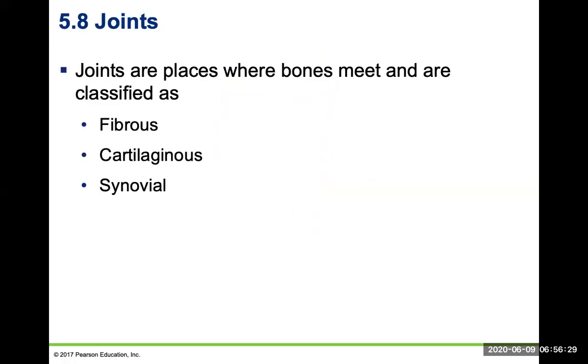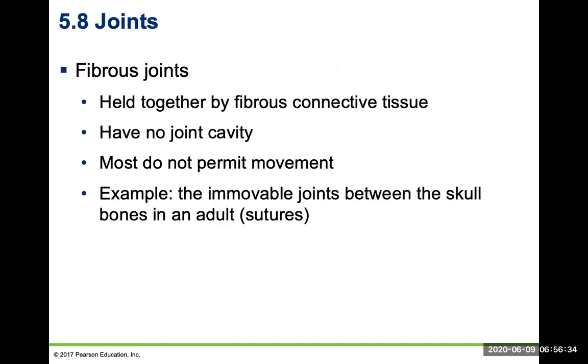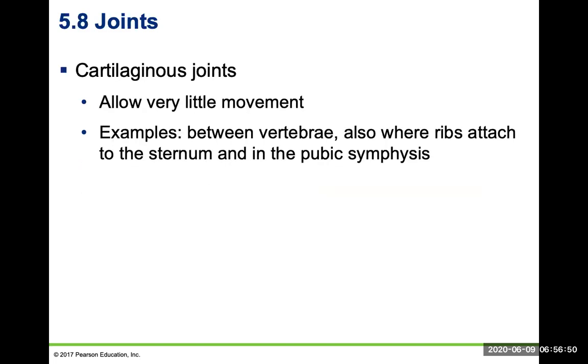Joints are places where bones meet, and they're classified as fibrous, cartilaginous, or synovial. Fibrous joints are held together by fibrous connective tissue. They have no joint cavity. Most do not permit any sort of movement. And a great example of a fibrous joint are the immovable joints between the skull bones in an adult. Cartilaginous joints also involve very little movement, and they're found between vertebrae, and they're also where your ribs attach to your sternum and in the pubic symphysis.